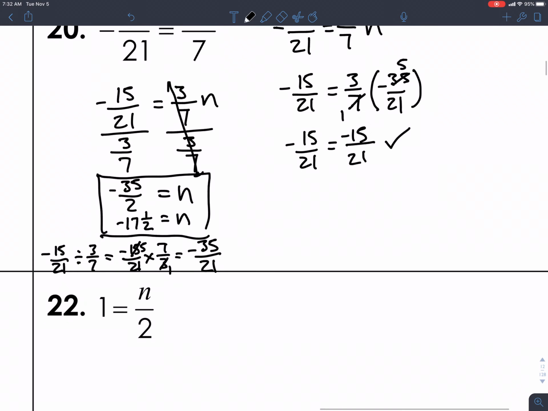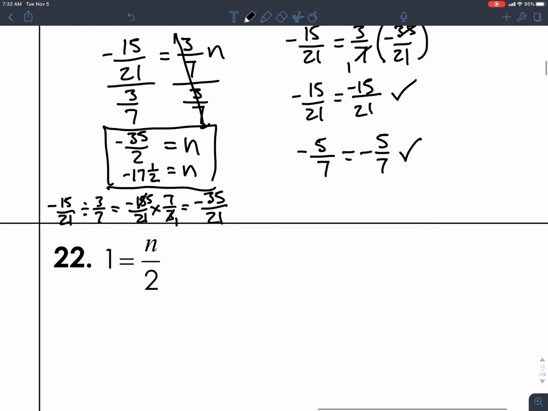And those could also be reduced if you really wanted to, because 3 goes into both of them. So 3 goes into 15 5 times, 3 goes into 21 7 times. So same thing, still checks out. Okay, because this could have reduced, but we'll leave it alone. So let's look at number 22.